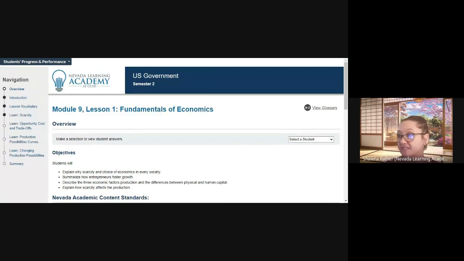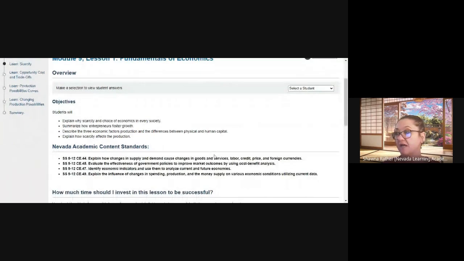So the objective, since we're starting the fundamentals of economics. By the time we're done with this, you will be able to explain why scarcity and choice of economics can be found in every society. You'll be able to summarize how entrepreneurs foster growth. You'll be able to describe the 3 economic factors of production and the differences between physical and human capital. And you'll be able to explain how scarcity affects the production of all goods and services.